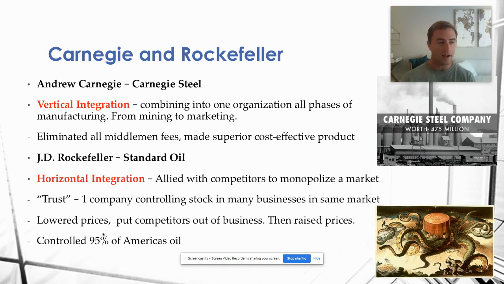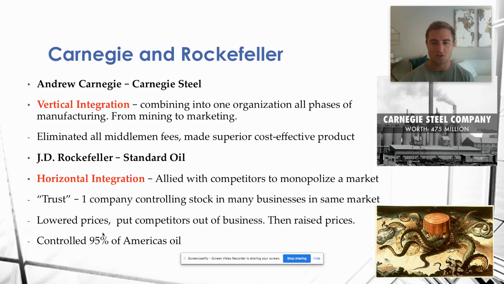And so by controlling all elements of an organization, he is able to cut out the middleman and produce a product cheaper than any other steel producer can. Thus, vertical integration: step by step, he controls all elements of production and is able to sell steel at a very, very cheap price. J.D. Rockefeller is pretty much the exact opposite of this. J.D. Rockefeller's business is Standard Oil, and he is going to use horizontal integration.